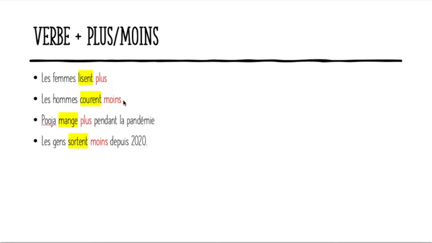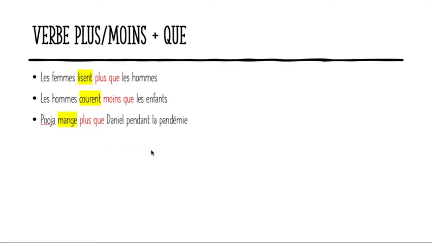Les hommes courent moins. Men, maybe in general, or depending on who you're talking about, run less. Okay? Pooja mange plus pendant la pandémie. Pooja eats more during the pandemic, right? Am I comparing it to any other year? No, I'm just saying in general, Pooja ate more during the pandemic. Les gens sortent moins depuis 2020. So people have gone out less since 2020. Again, I'm not comparing it to anything.